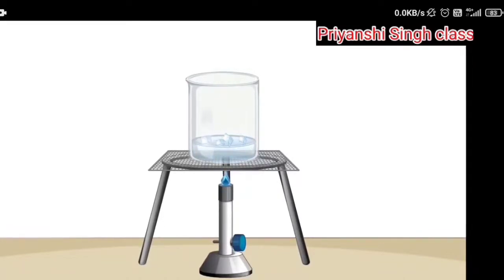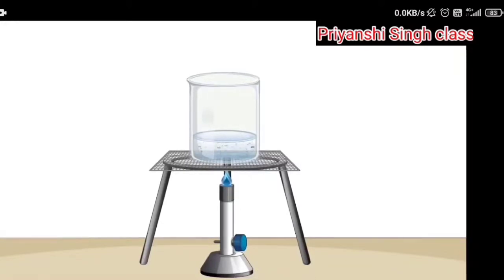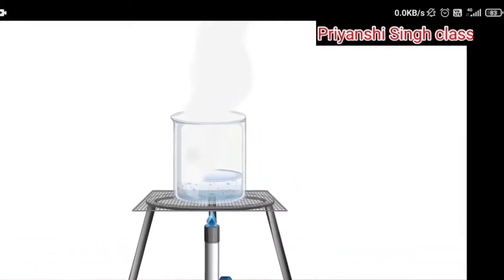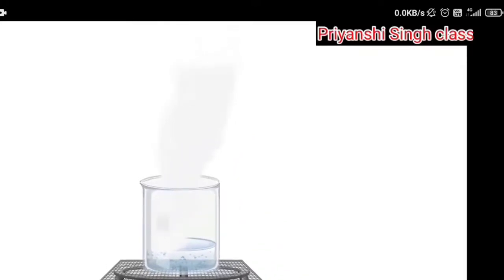Are you observing what happened now? Yes, the solid ice converted into water. What if we will leave it for some more time? Let's see what is happening. We will wait for it and we will see what is happening. Yes, now you can see what is happening. The water is getting converted into gaseous state.